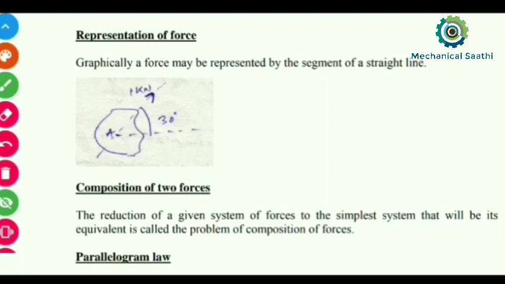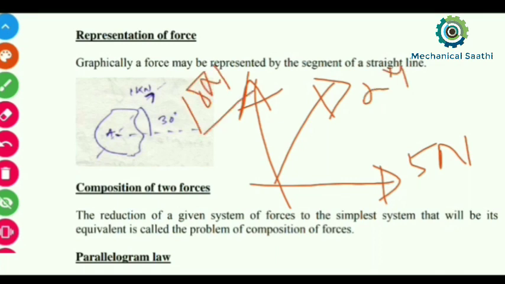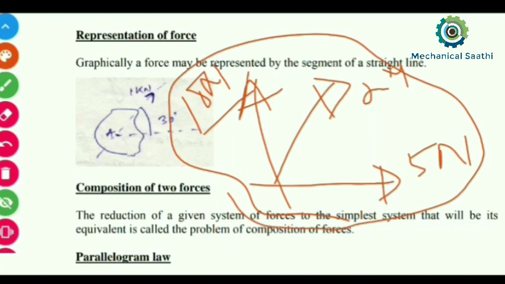Suppose there are a number of forces. Let there be three forces and we need to find the equivalent single force. Let these be 5 Newton, 2 Newton and 10 Newton, and we need to find the value of the resultant, meaning the net effect of all these three forces. That is known as the composition of forces.